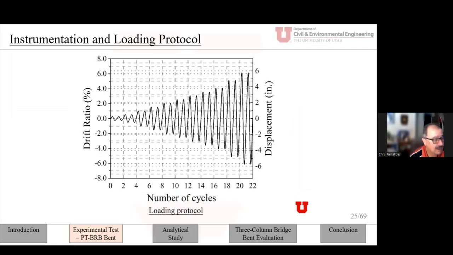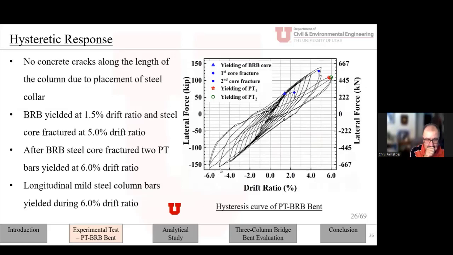The BRB yielded at about 1.5% drift ratio, and the steel core fractured at about 5% drift ratio. And after the BRB steel core fracture, the 2 post-tensioning bars yielded at about the 6% drift ratio, you can see here. And the longitudinal steel column bars also yielded around that 6%. The columns had a very good performance.